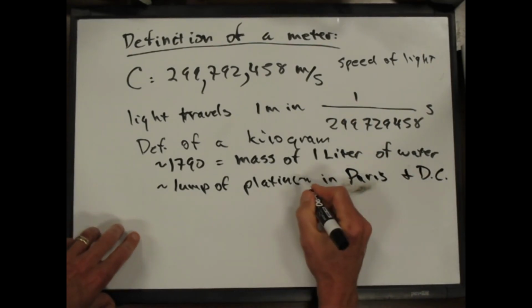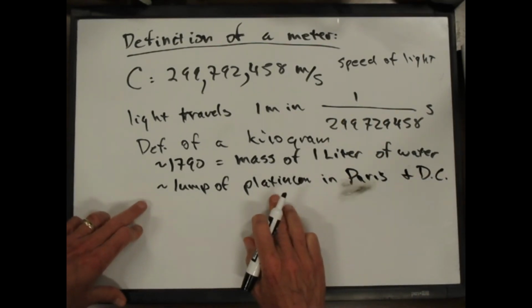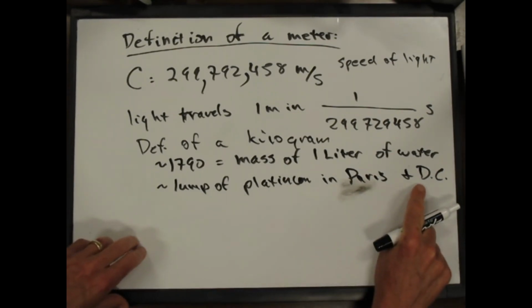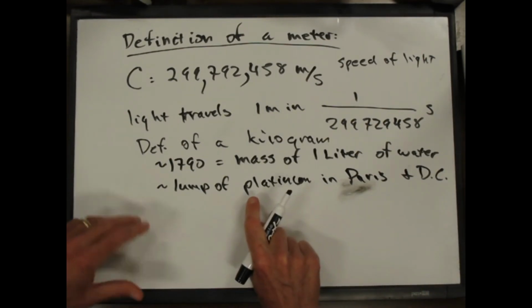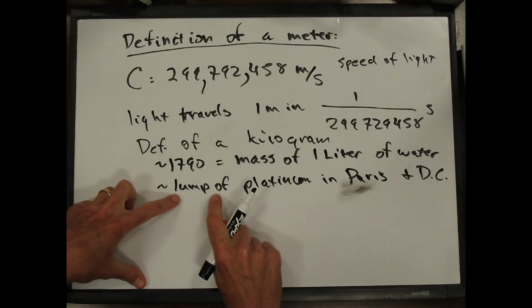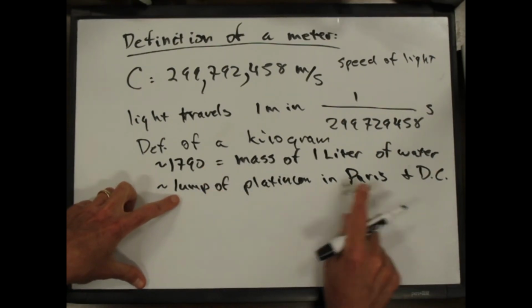they made some lumps of platinum, some kind of compound of platinum, that were kept in Paris and Washington, D.C., and maybe some other places. I think there was one at the Bureau of Standards in Gaithersburg, Maryland. And these were defined as a kilogram. So it was originally this. They made a more precise definition with this, and they made less accurate copies of it.